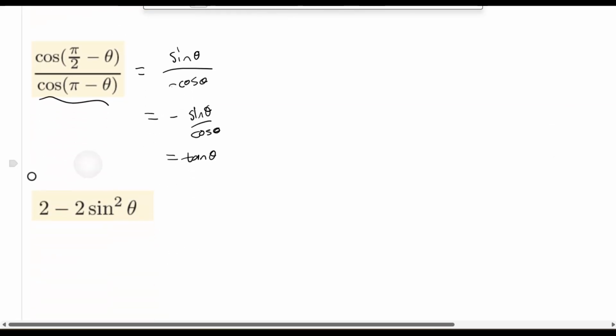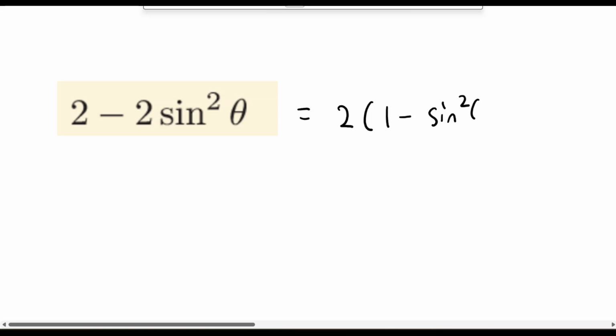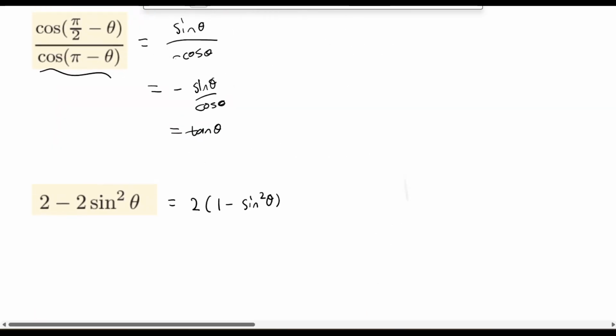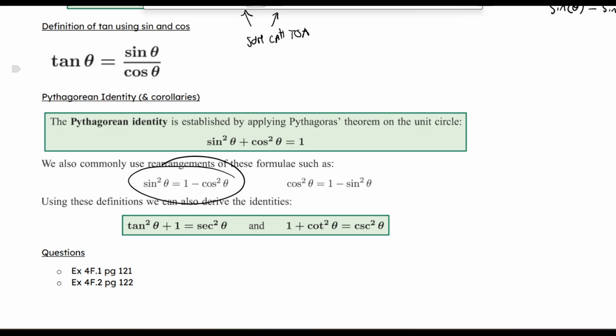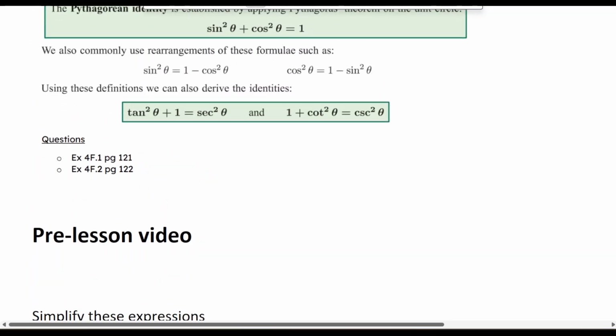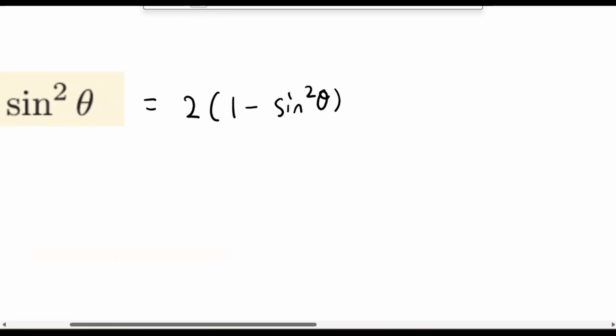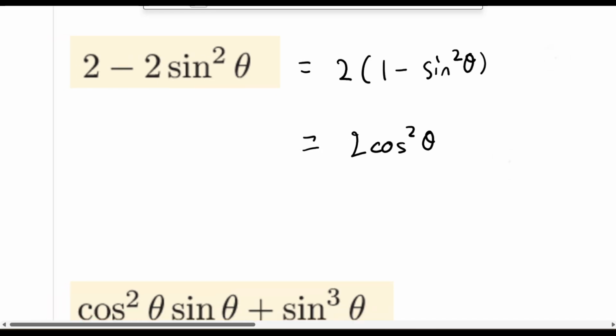Something like this one. Generally, factorization is a good strategy here. So I'm going to go 2 lots of 1 take sine squared theta. Now, because I sort of know what I'm looking for here, whenever I see a sine squared, I'm really keen to use this identity here. Sine squared plus cos squared is 1. And in particular, if you rearrange that, sine squared is 1 take cos squared, or cos squared is 1 take sine squared. So if you ever see 1 take sine squared, you can just replace that with cos squared. So that would become 2 cos squared theta, just like that.